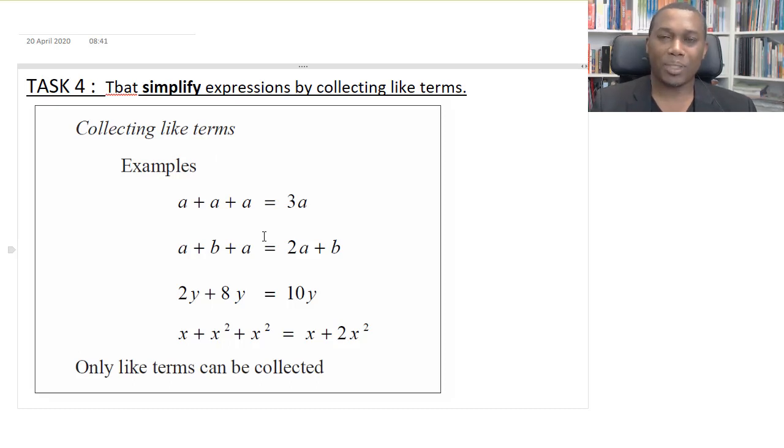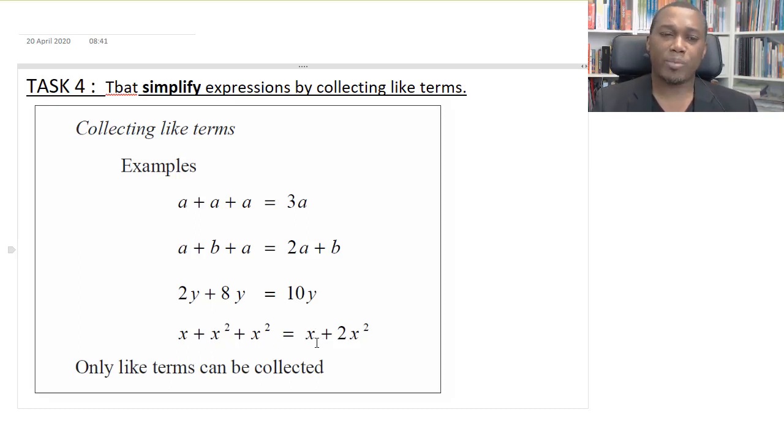I'm going to work through a couple of examples as well, but you can see if I have a plus a plus a, I'm adding 3 a's, so that's 3a. If I have a plus b plus a, how many a's? You're collecting the like terms only, so it's 2a plus b. Similarly, I have 2y's and 8y's. In total, I have 10y's. And then the final one, that's going to come into the next task more so.